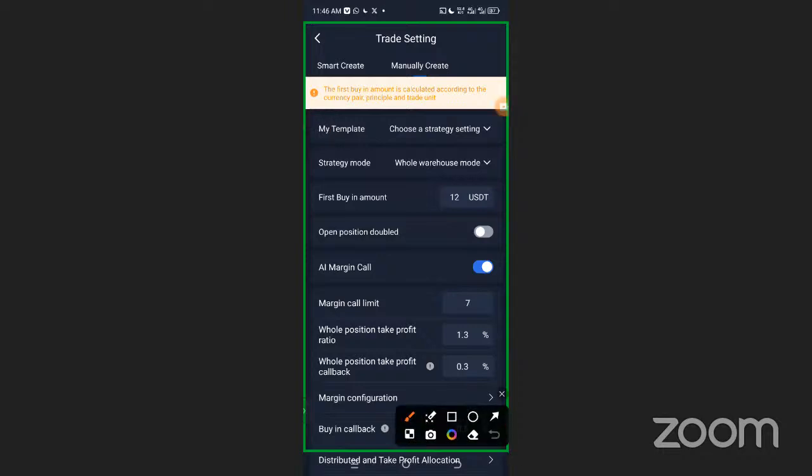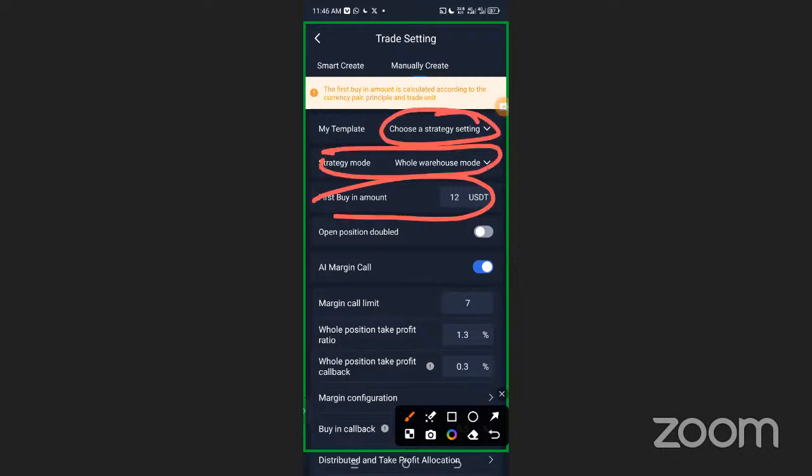After here, there are 3 things that you are going to change. There will always be 3 things that you will change. Change the first buying amount. Change the strategy mode and choose a strategy.